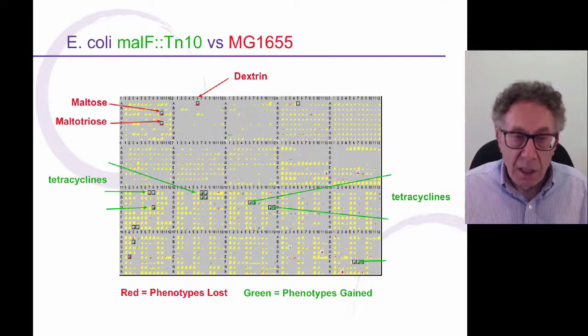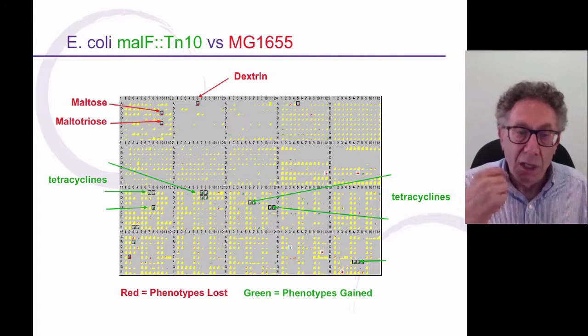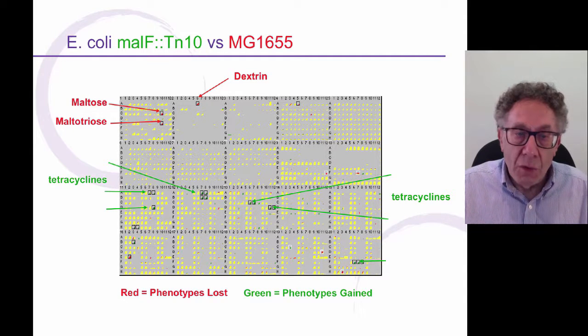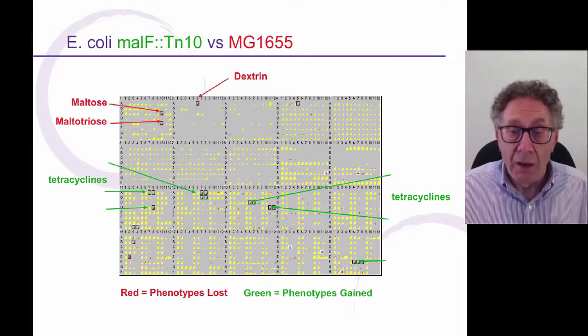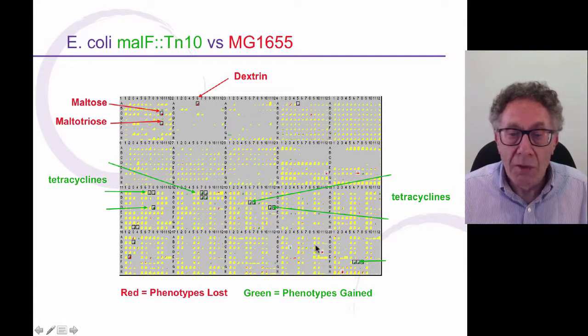It recognizes the chemical structure of a maltose-like sugar, but it doesn't care about the length of the sugar. It's like sucking in a piece of spaghetti. It doesn't care how long that spaghetti is. It just sucks it into the cell. So you knock out malF, you lose metabolism of these three sugars. Now in this case, we knocked out the gene by inserting a tetracycline cassette to disrupt the gene. And so in addition to a knockout, we have a knock-in of the tetracycline cassette, and we see the phenotypic changes that result from that because the cells become resistant to about 7 or 8 different tetracycline antibiotics that we have in our panel.